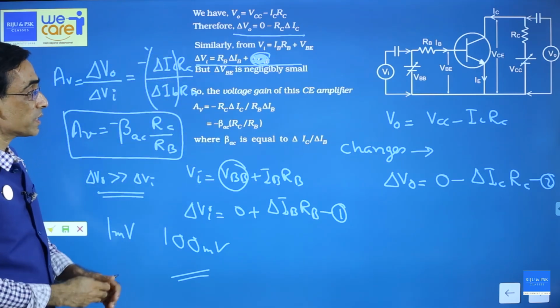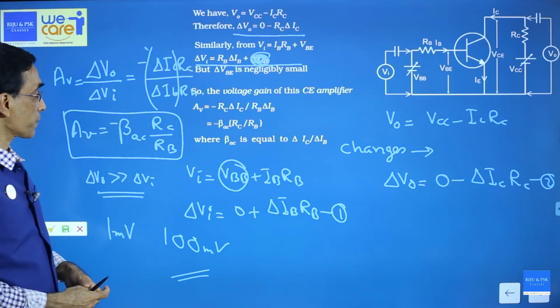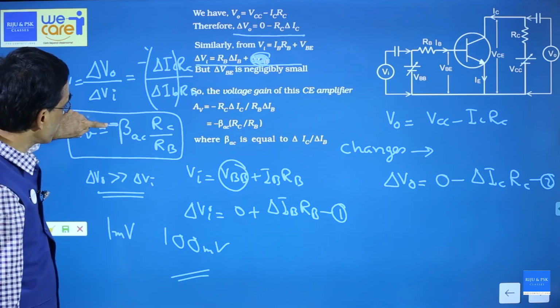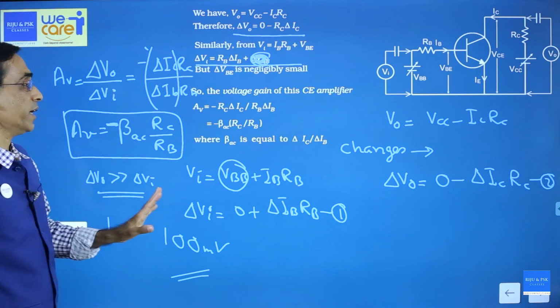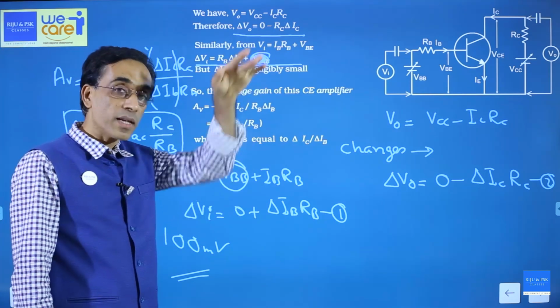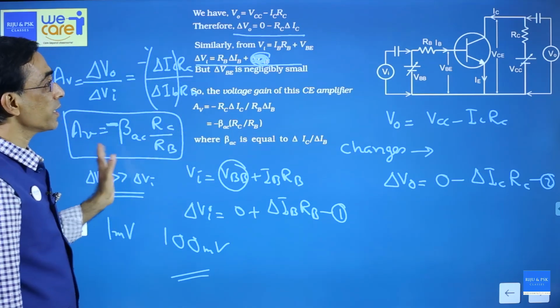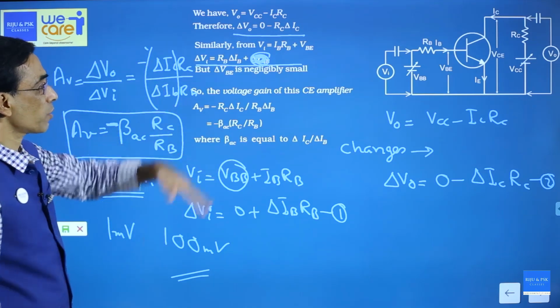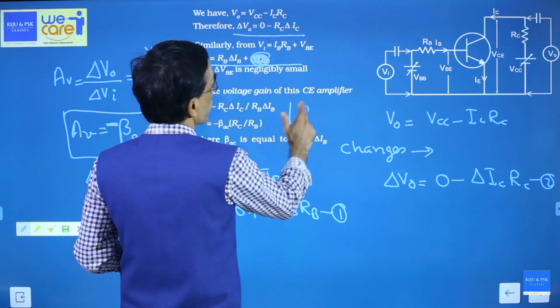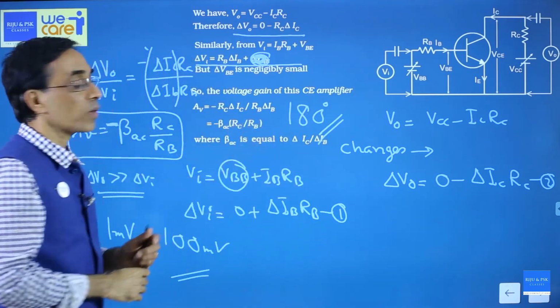So this means that it can work like an amplifier. It can increase the strength. But there is a negative sign. It says that when the input increases, the output numerically decreases. Fine. That means there is a 180 degree phase difference between input and output. This is an important point in common emitter configuration. Input and output are 180 degree out of phase.